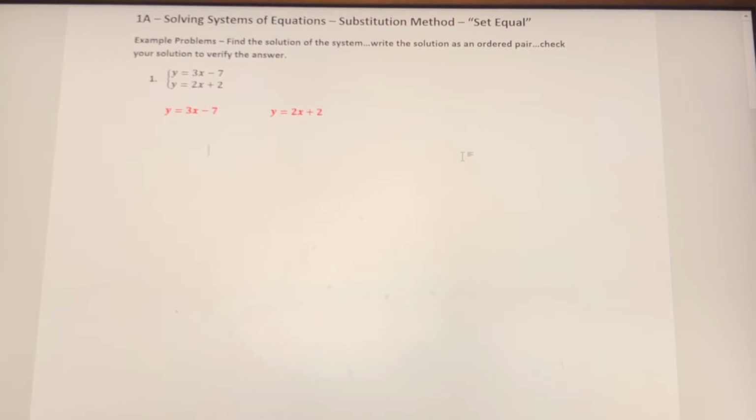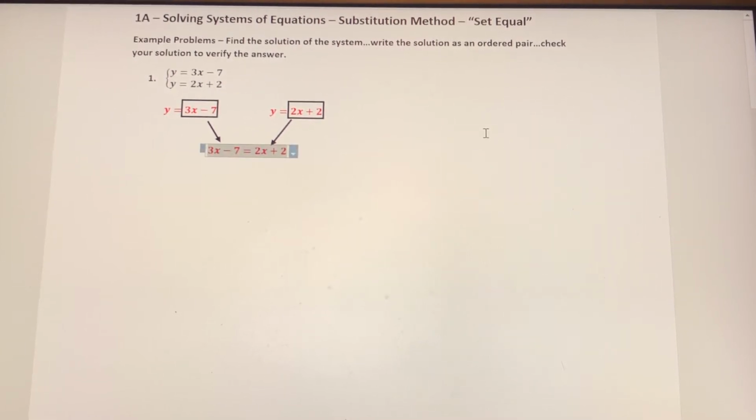So with both equations being solved for y, I can use what's called the transitive property. Y is equal to both of these expressions, 3x minus 7 and 2x plus 2. Because y is equal to both of those expressions, I can set those expressions equal to one another. So now I've got a simple little equation that just has one variable, x, and you have the tools to solve that. First thing we're going to do is subtract 2x from both sides.